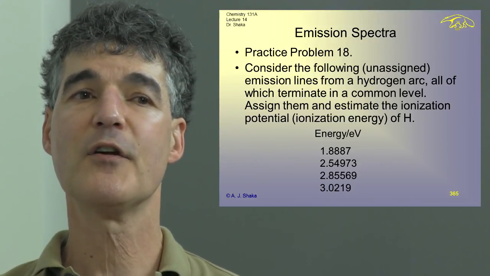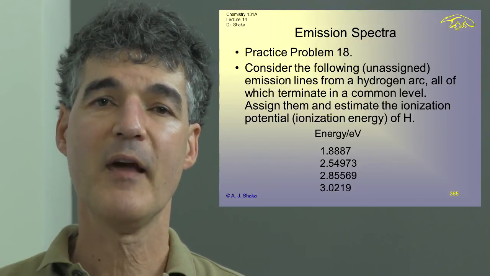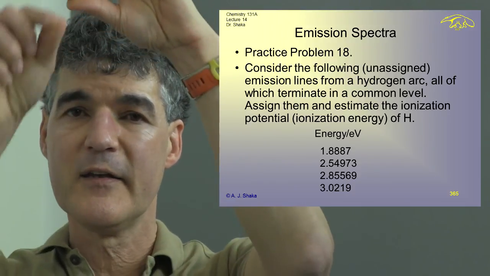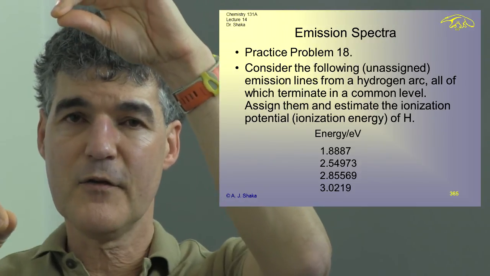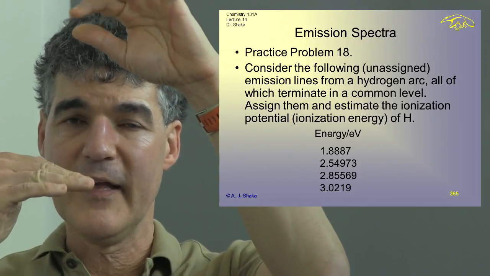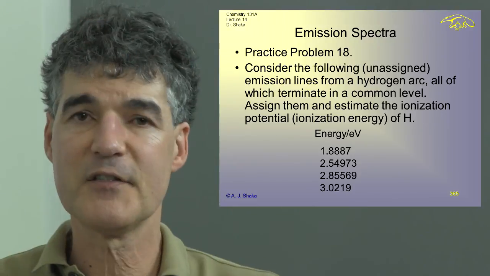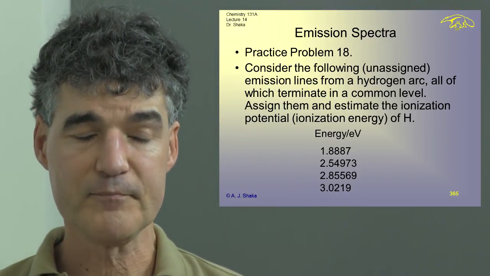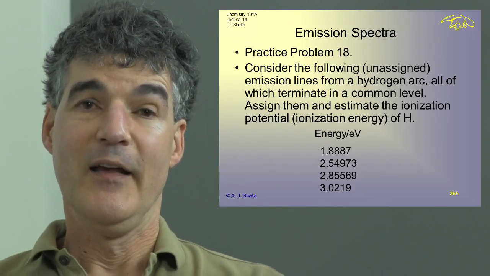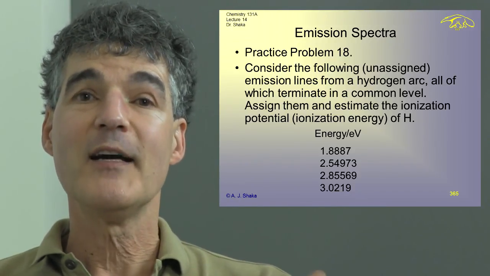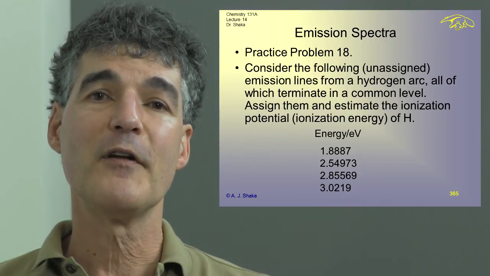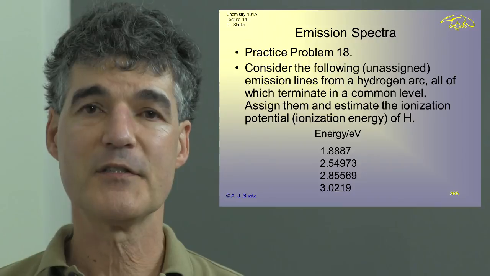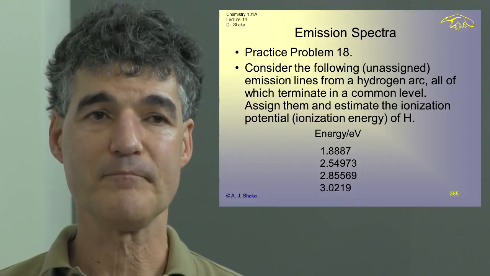And if they terminate in a common level, that means they're like the other diagram I drew. We have arrows coming down to this, to this, to this, and so forth, always to the same level. And that means the change in energy has to do with the upper level, but not the lower level. Of course, in actual fact, you just get all kinds of lines, and you have to be very clever to figure out which ones go with which and which go together.